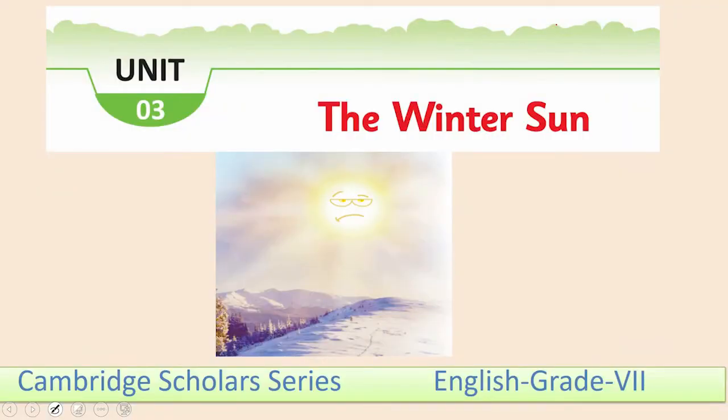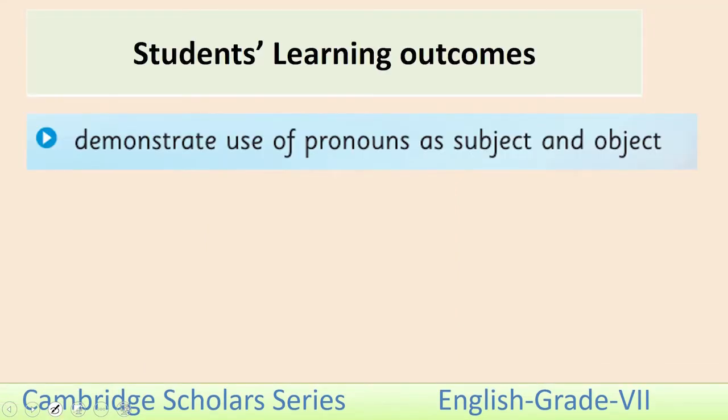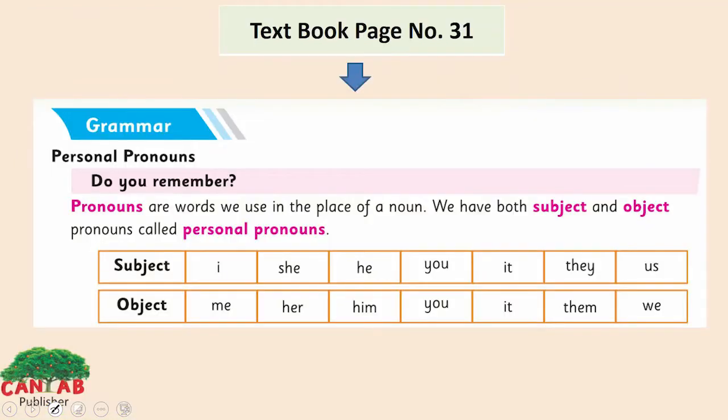We will start our lesson from Unit number 3, The Winter Sun. The SLOs of this lesson are: demonstrate use of pronouns as subject and object. Now look at page number 31 of your textbook. We have a grammar section here on personal pronouns.